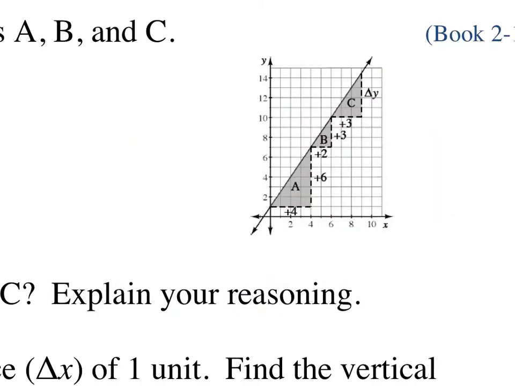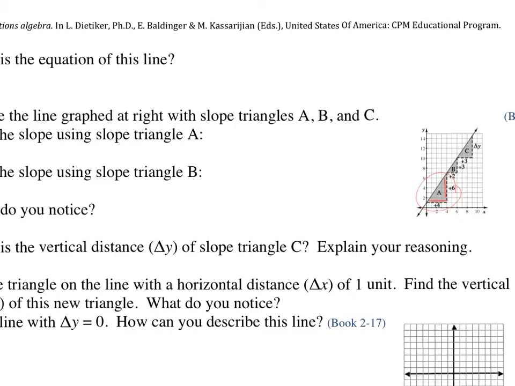In number 19, we're going to examine the line graphed at right with slope triangles A, B, and C. So first we're going to find the slope using slope triangle A. I can see that we have a change in y of 6 here and a change in x of 4. So our slope for A, change in y over change in x, is 6 over 4, which we can reduce to 3 over 2. It's always a good idea to keep the slope as a fraction, because it's easier to go up 3 over 2 instead of going up 1.5 units over 1.